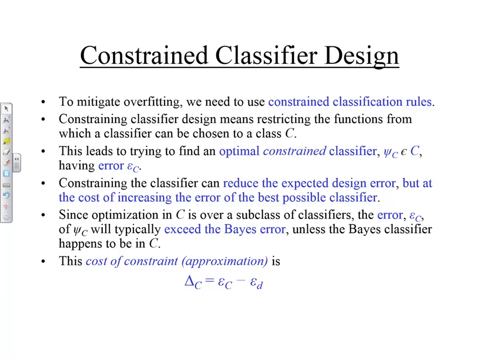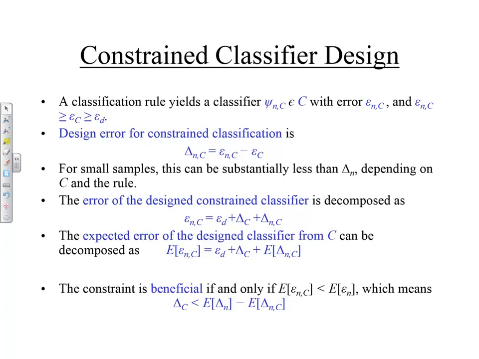Since the optimization in this class C is over a subclass of classifiers, the error epsilon C of the best constraint classifier psi C will typically exceed the base error, unless the base classifier happens to be in that class C. This cost of constraint, or cost of approximation, we denote by delta C. This has nothing to do with the sample size, even before I add one sample. Because I have restricted the structure of the classifier, that is increasing my error. So the cost of constraint is given by epsilon C minus epsilon D, where epsilon C is larger than the base error. The difference is the cost of introducing that constraint.